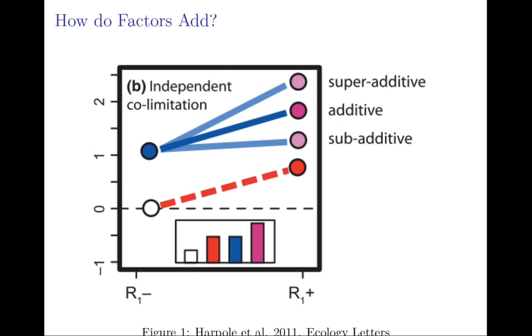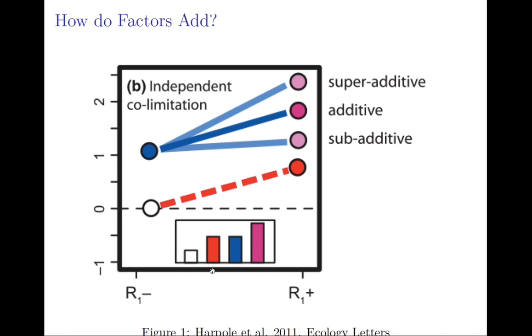And so how do factors add? I apologize, it's difficult to see the bottom of that, but this is from the Harpole 2011 Ecology Letters paper. And so, right, we were talking about whether there is an interaction or not. So you can see this, I'll just orient you.